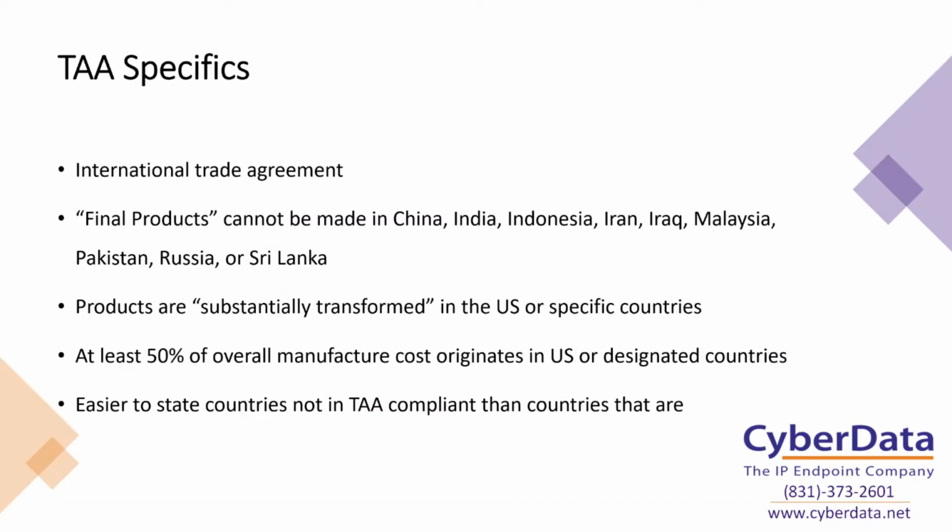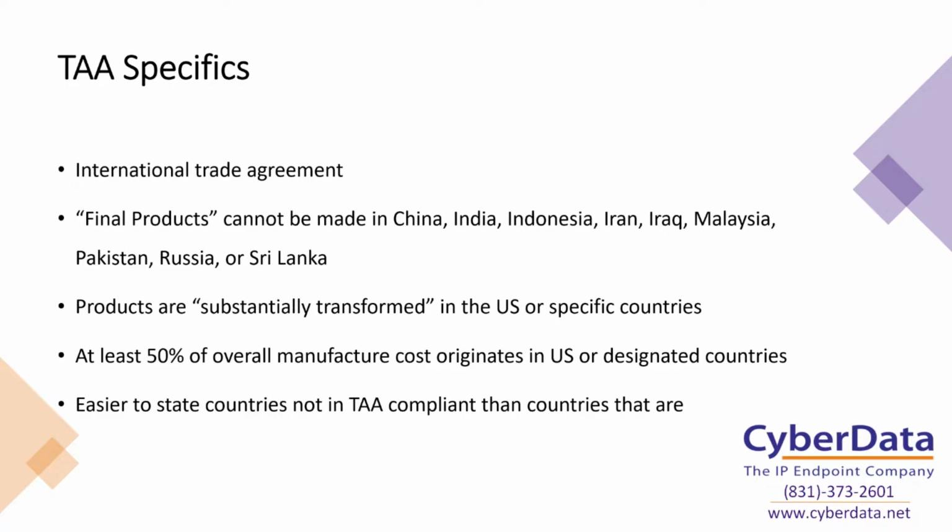But let's talk a little bit more about specifics with this whole agreement. It's of course an international trade agreement, and this is a government act, so it's all in legalese, and you really should be a lawyer to read through this unless you want to put yourself to sleep. The major stipulations to being TAA compliant mean that quote unquote final products cannot be made in China, India, Indonesia, Iran, Iraq, Malaysia, Pakistan, Russia, or Sri Lanka.